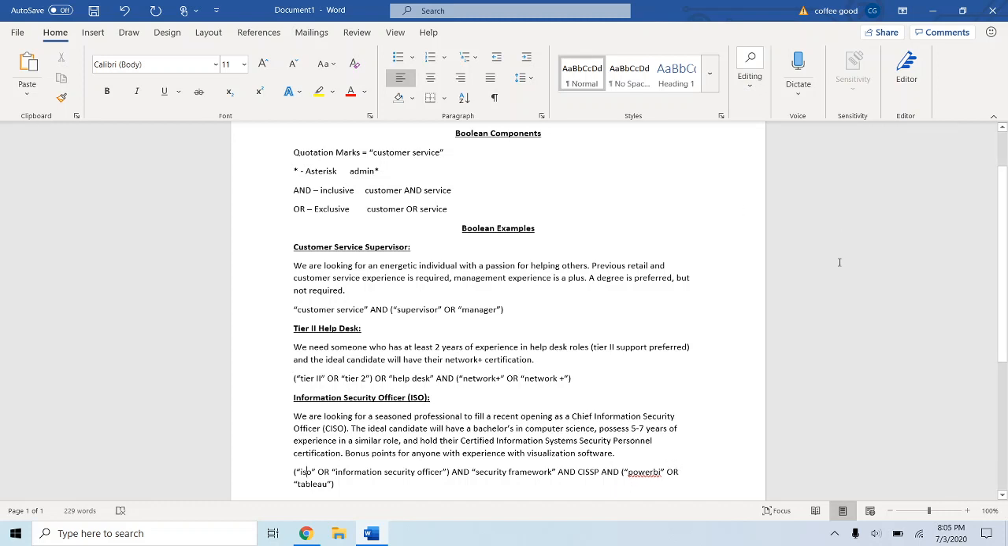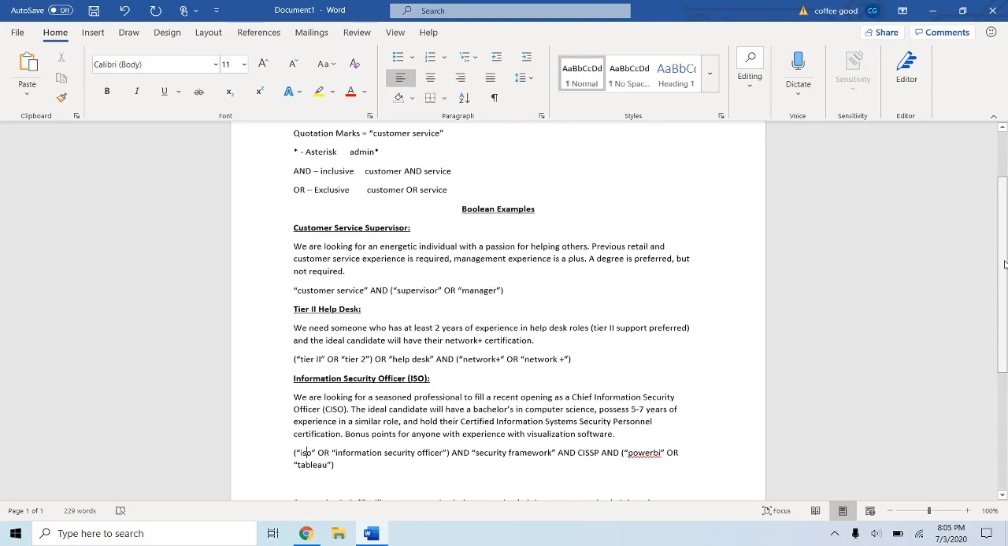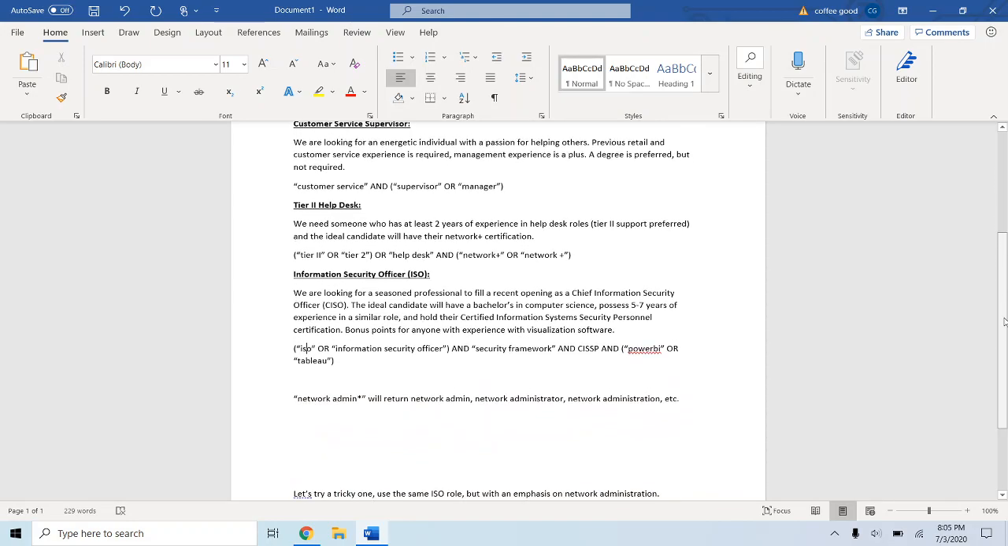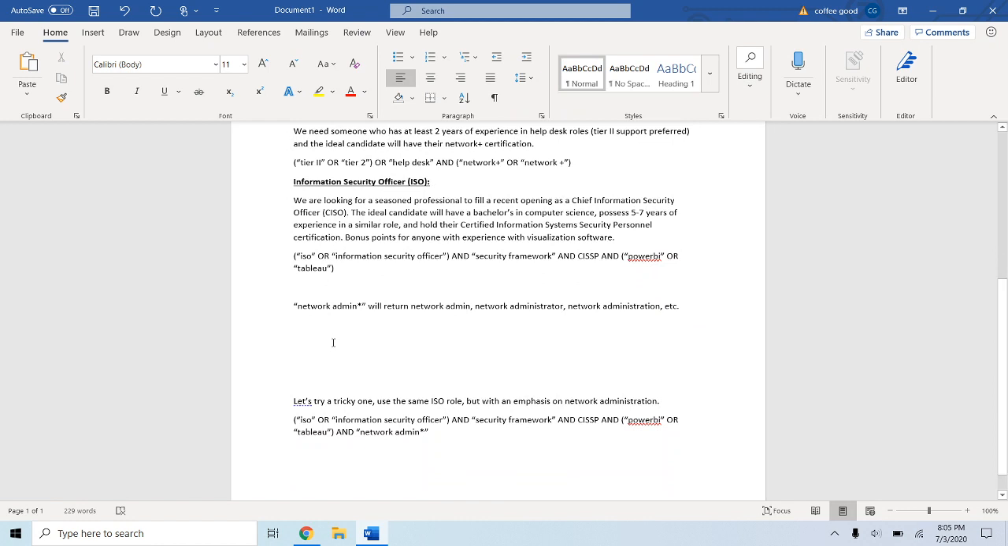Now, what about the asterisks? We discussed those, but we haven't used one. So here, in the example, this one is network admin asterisk. This is going to return network admin, administrator, or network administration, etc. Essentially any iteration of admin with whatever may follow.